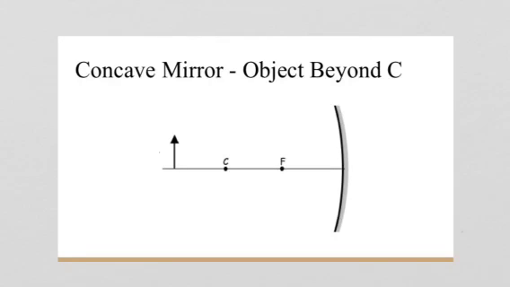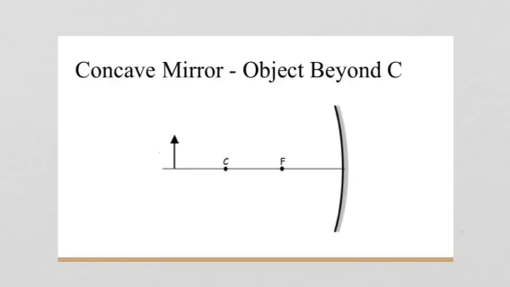Okay, this video is going to be drawing ray diagrams for concave mirrors. In all of these, an arrow will be our object. The principal axis is provided with the locations of the center of curvature as well as the focal point. So we're going to go ahead and get started.